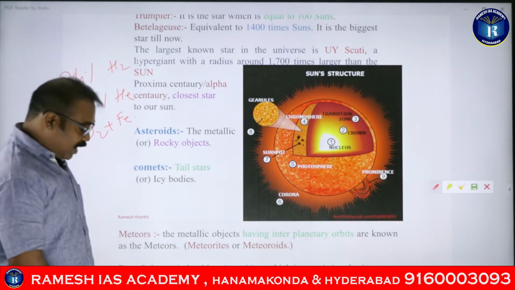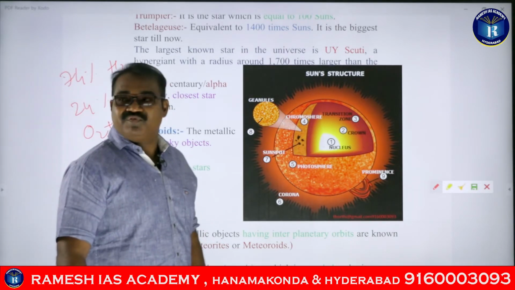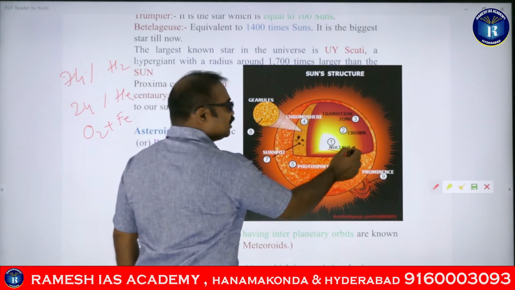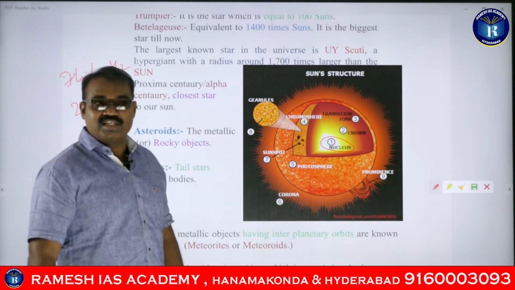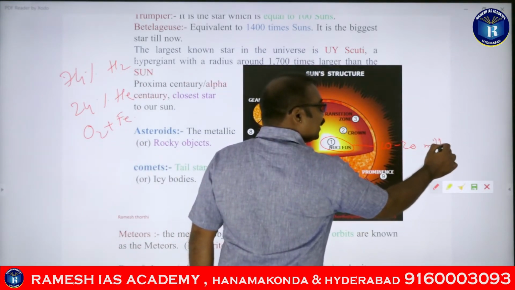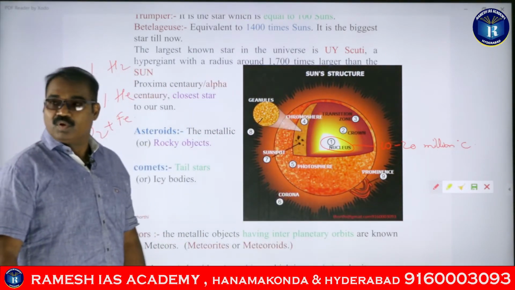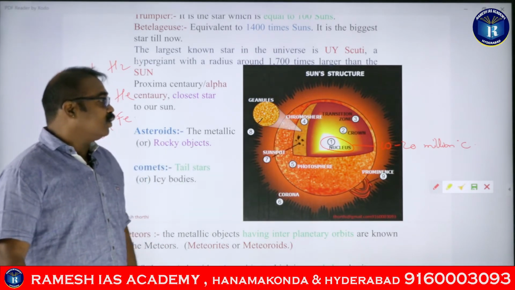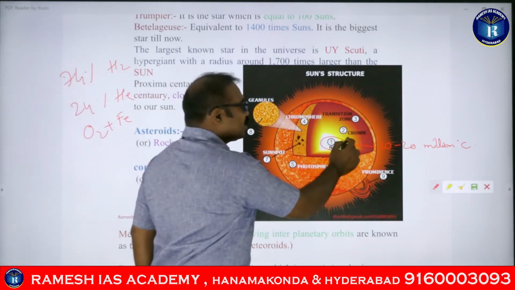And the sun is made up of 5 different spheres, guys. The central sphere is called the nucleus. The core of the sun is called the nucleus, where the temperatures range between 10 to 20 million degrees centigrade, guys. Then comes the crown.